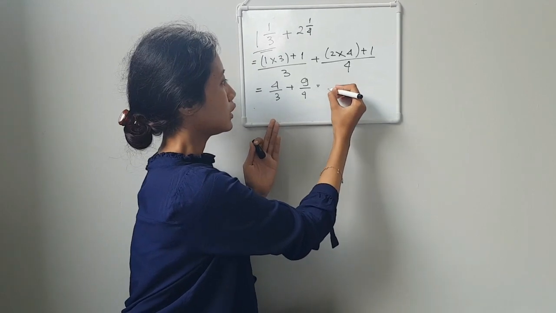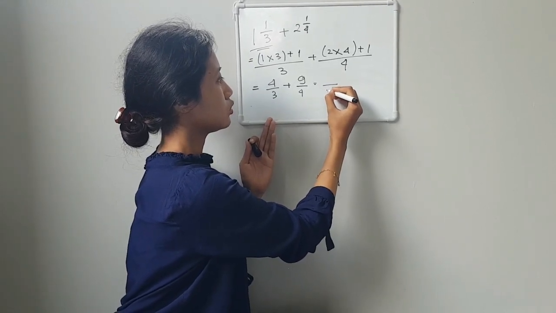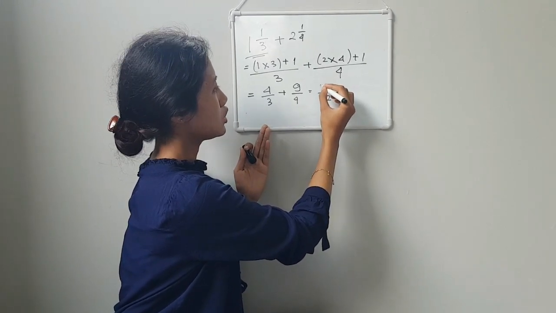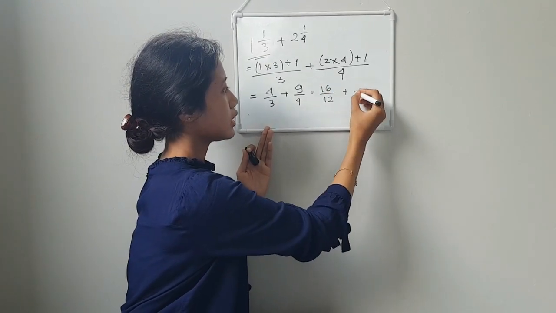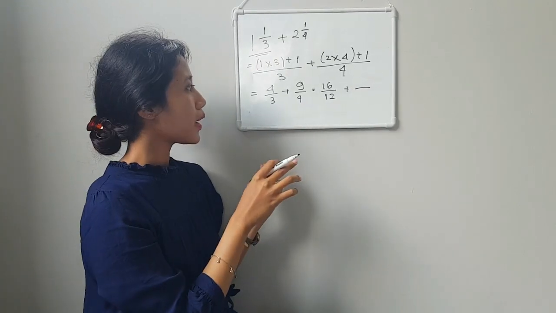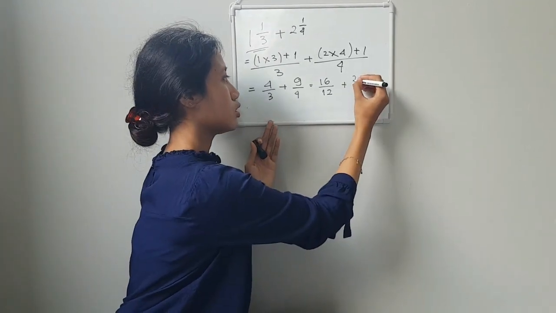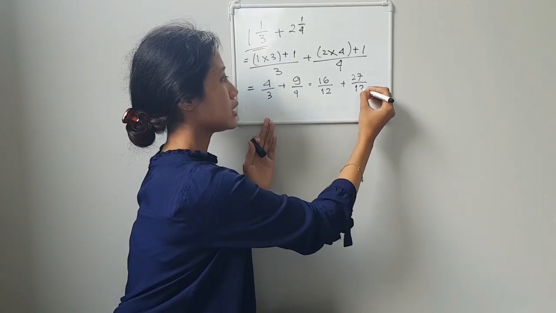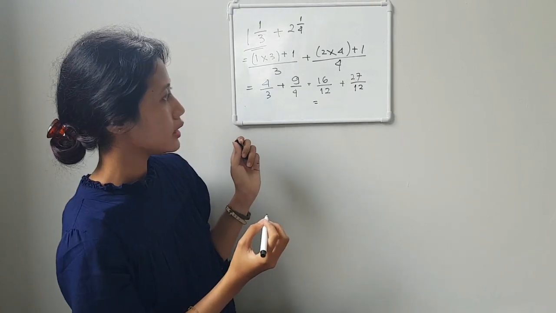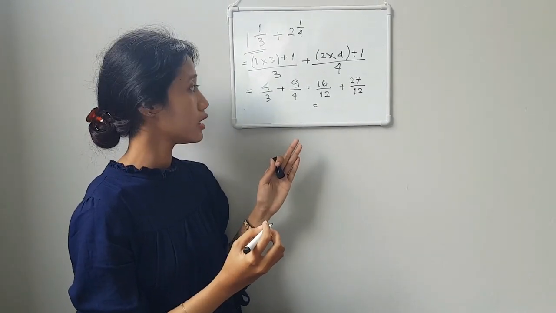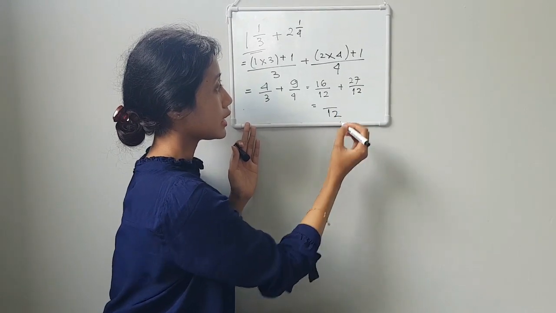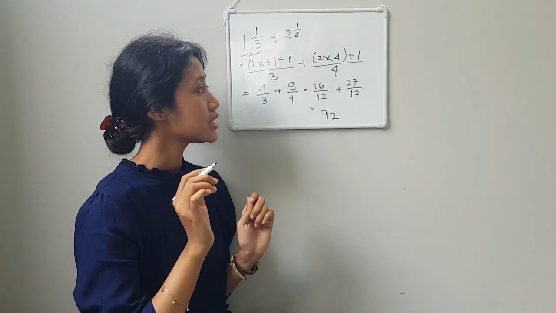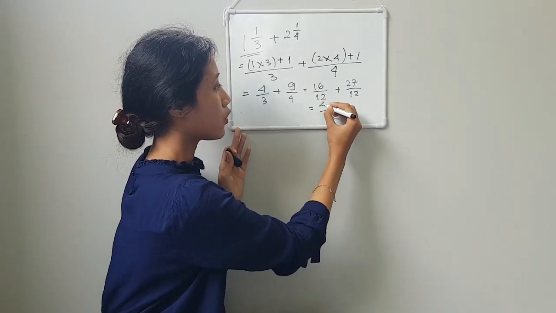So you can change to 12. 4 multiplied by 4 is 16, and 9 multiplied by 3 is 27, and the denominator is 12. Okay, you can get it over here. Okay, the answer is 16 plus 27 is 43.